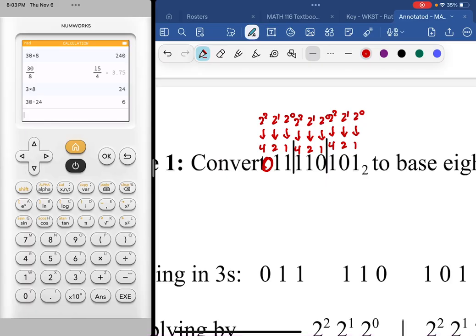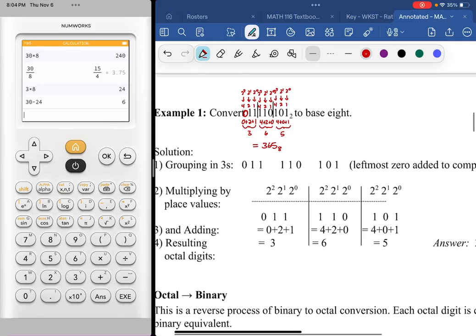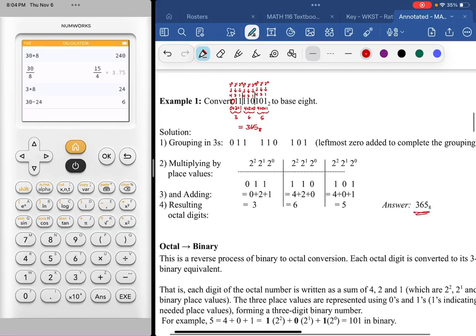All right. So 4 times 0 is 0, plus 2 times 1 is 2, plus 1, result 3. 4 times 1 is 4, plus 2 times 1 is 2, plus 0 gives me a 6. Then 4 plus 0 plus 1, result 5. So that's going to be in octal 365. Right? And that's what all of this gets at here.